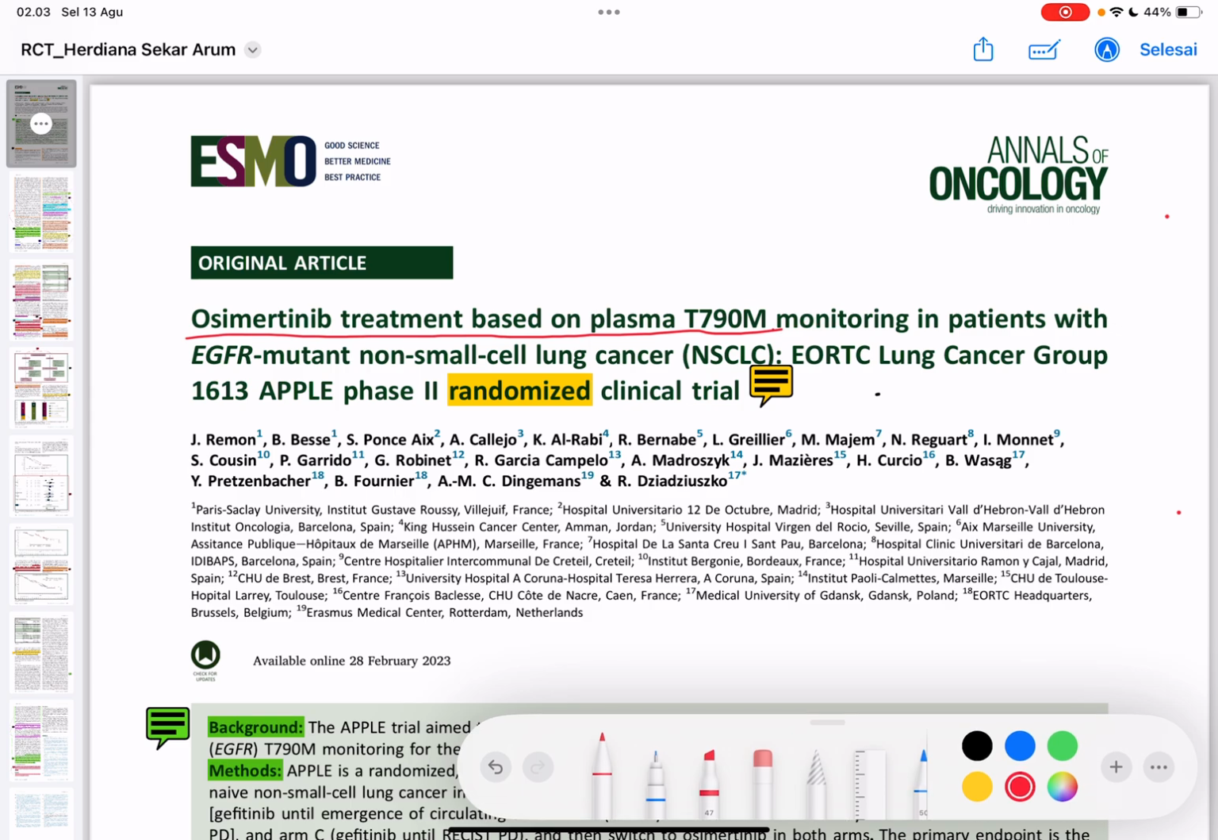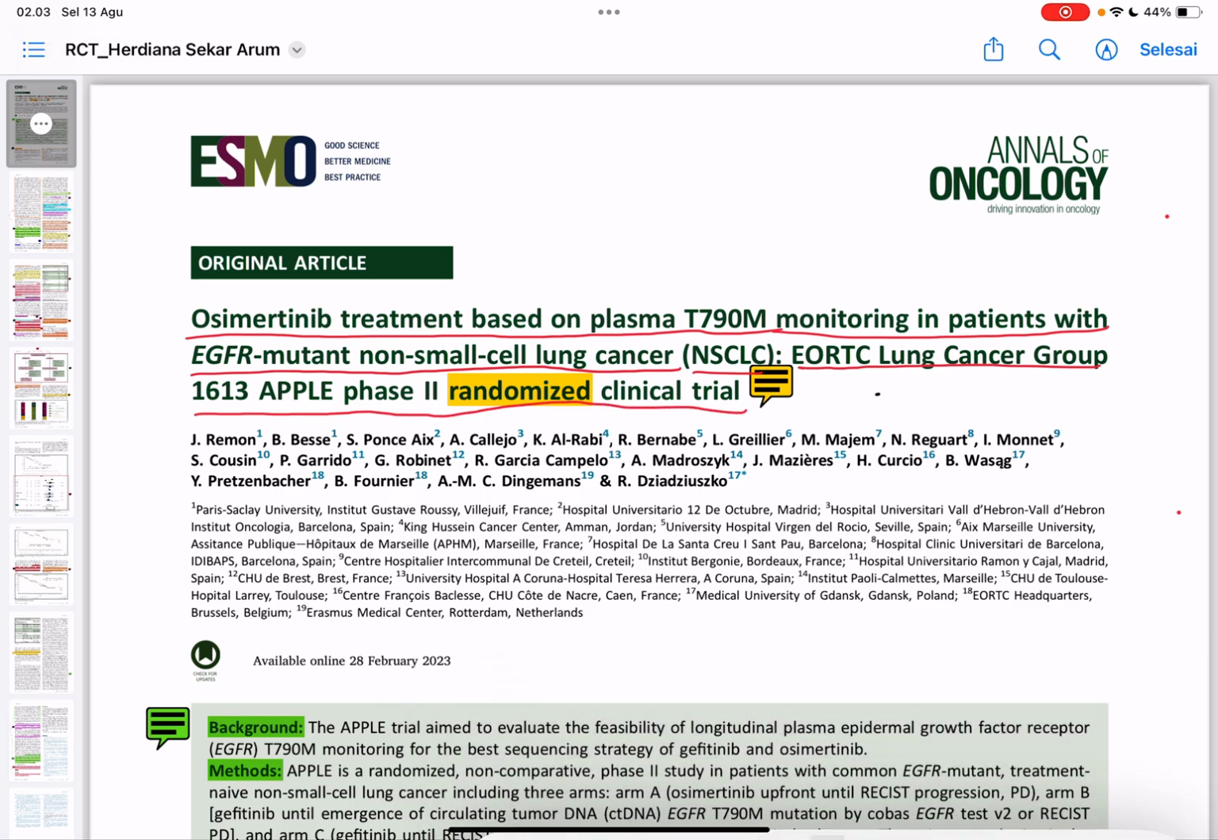T790M monitoring in patients with EGFR mutant non-small cell lung cancer, or NSCLC, EORTC lung cancer group 1613, an open-label phase 2 randomized clinical trial.